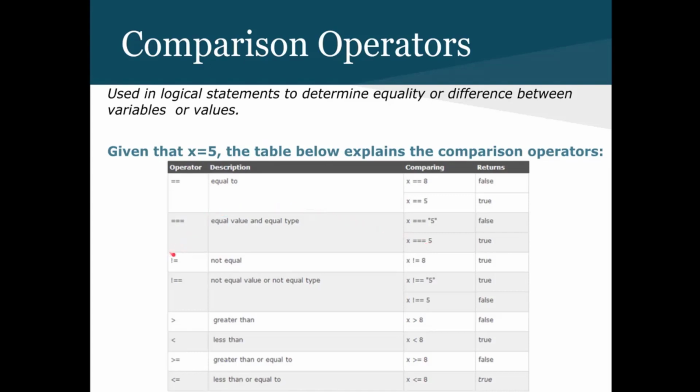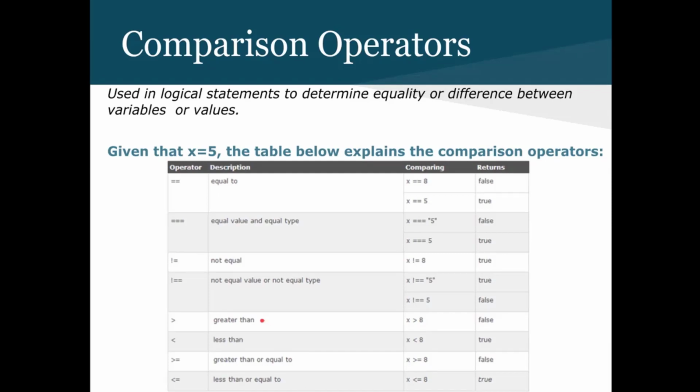We use the exclamation point to check if something is not equal. If I just use x is not equal to 8, x has the value of 5. Is it equal to 8? 5 is not equal to 8. That is true. Is number 5 not equal to string 5? Well, that's true, because we've got this kind of triple comparison here, not equal to value or type. And sometimes you might want that specificity. You don't always need it, but sometimes you might want it.